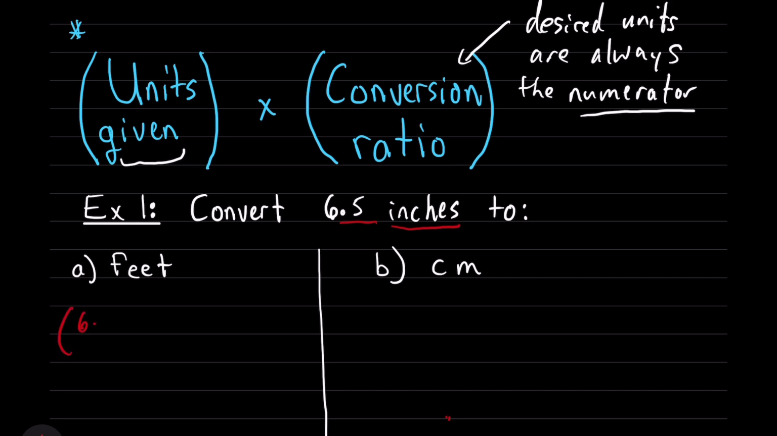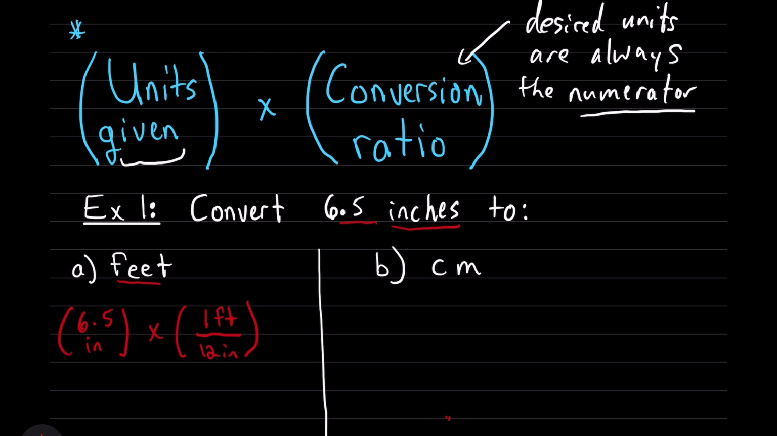So in the first bracket, we're going to put 6.5 IN, which is short for inches. And then we're going to multiply that by the conversion ratio, depending on which units we want to convert to. In this case, it'll be feet. So what we would say is that there is 1 foot per 12 inches.